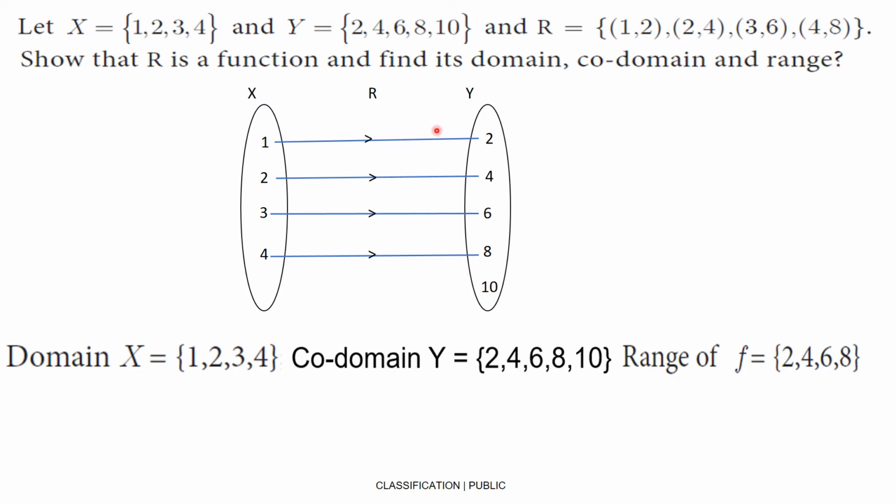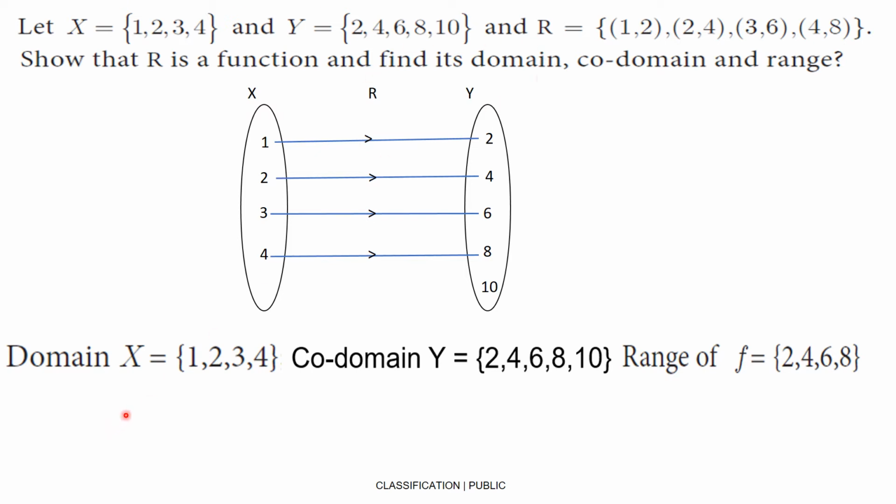Here first we have to see whether this is a function or not. So for that, what is the condition for the function? That is, each x belongs to X, there exists only one y belongs to Y. That is, all elements in X have only one image in Y. Therefore, here R is a function. Clear? So, what is the domain?